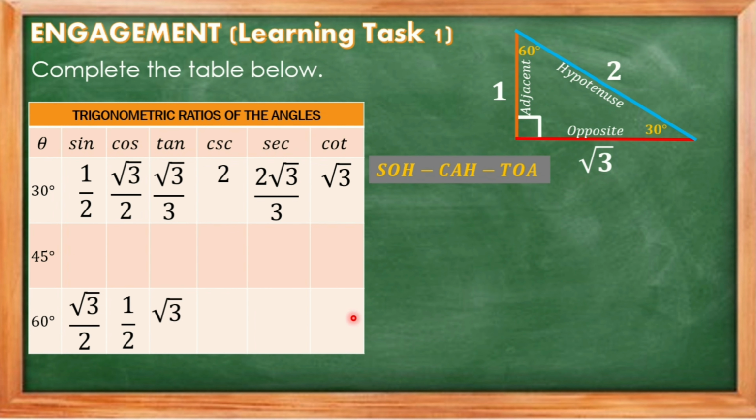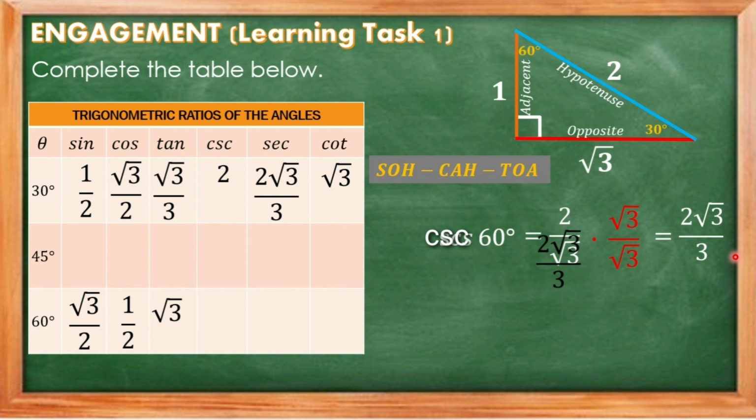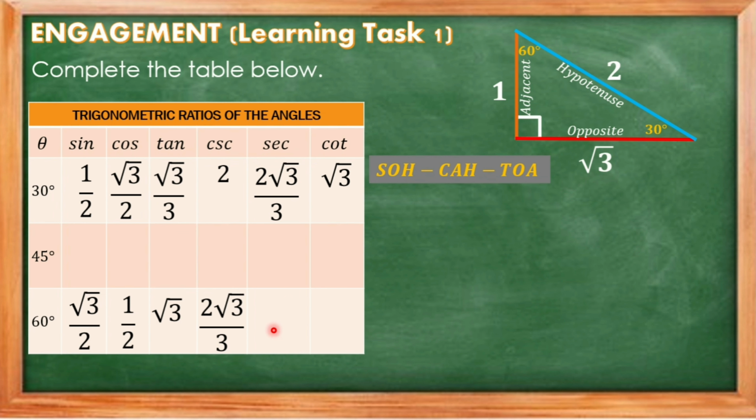Para naman sa secondary trigonometric ratios ng 60-degree angle natin, katulad ng ginawa natin dito, kukunin lang din natin yung reciprocal ng primary trigonometric ratios. So, cosecant, ang reciprocal niya ay si sine. So, kukunin lang natin yung reciprocal niya. So, cosecant 60 degrees is equal to yung reciprocal nito, which is 2 over the square root of 3. I-rationalize natin to para matanggal natin yung radical sign dito sa denominator. So, multiply natin siya sa the square root of 3 sa numerator at sa denominator. So, 2 square root of 3 is 2 square root of 3. Then, the square root of 3 times the square root of 3 is 3. Okay, yan yung cosecant 60 degrees natin. So, para naman sa secant 60 degrees natin, ang reciprocal niya ay si cosine.